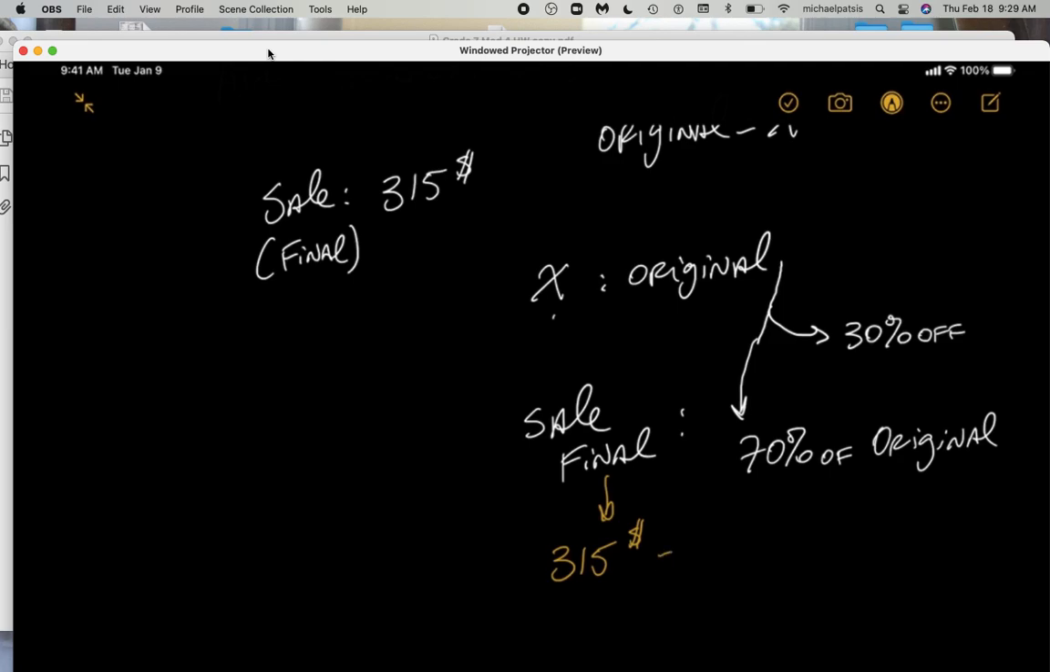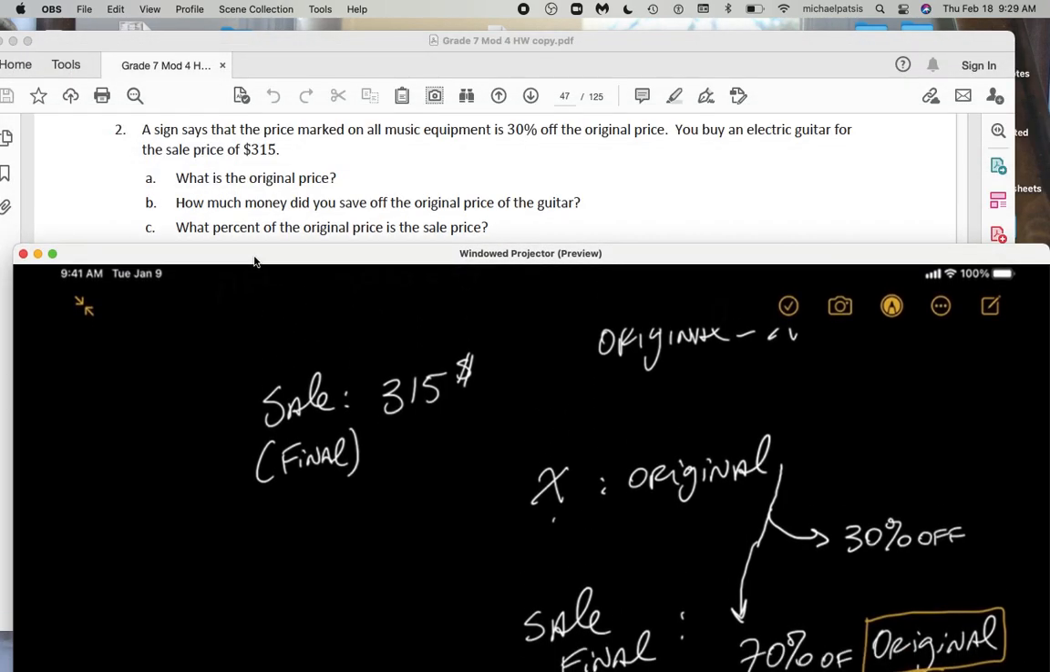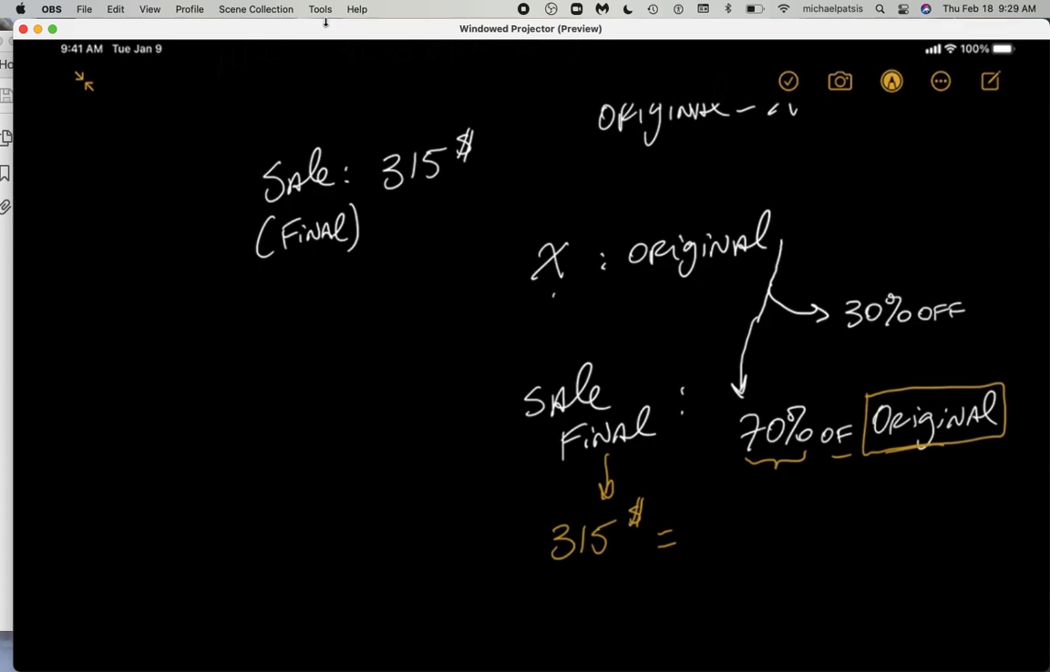And the second thing we know is it's 70% of the original. Well, what do we use for the original? X. And why do we use X? Because it follows the word what: what is the original price. That means that's what we're looking for. Okay, so here we go. We're trying to find X.